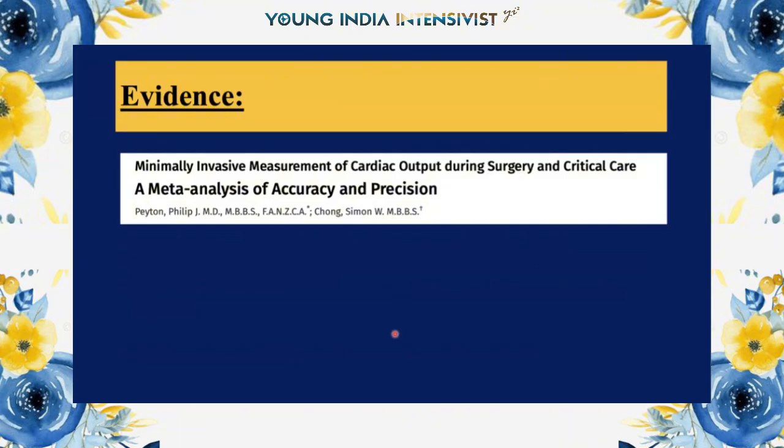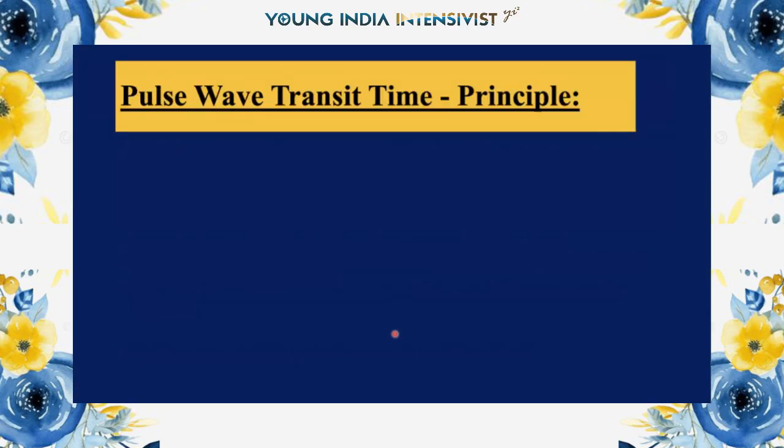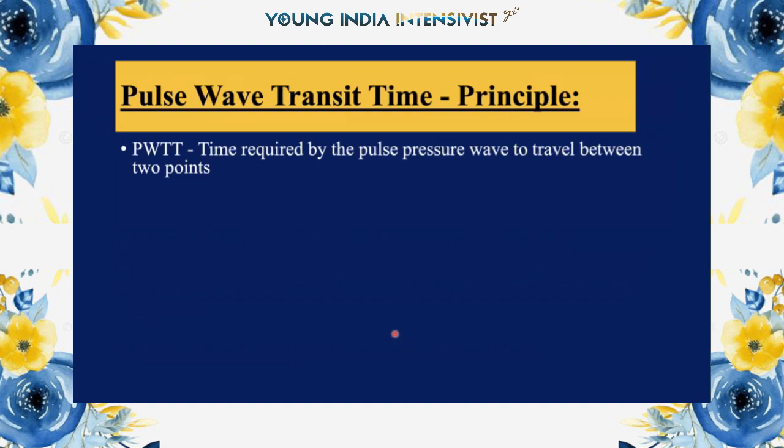So this question paper says that the accuracy and precision of cardiac output monitoring using Fick principle may not be as good as we think. The final one is the pulse wave transit time. What is pulse wave transit time? It goes by the name.